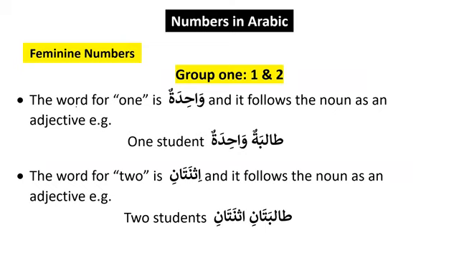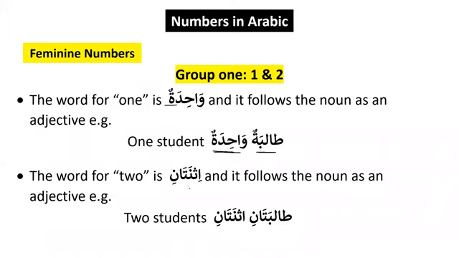Feminine numbers, group 1. So the word for 1 is wahidatun. In the previous lesson, we saw that for masculine, the word for 1 is wahidun without ta marbuta. And we know that when we talk about the feminine, there is an addition of ta marbuta. So it is wahidatun, and it is used as mawsuf and sifa. It's used as noun and adjective. For example, talibatun wahidatun, one student. So talibatun is the noun and wahidatun is the adjective. So we can say man'ut, or we can say mawsuf and sifa.